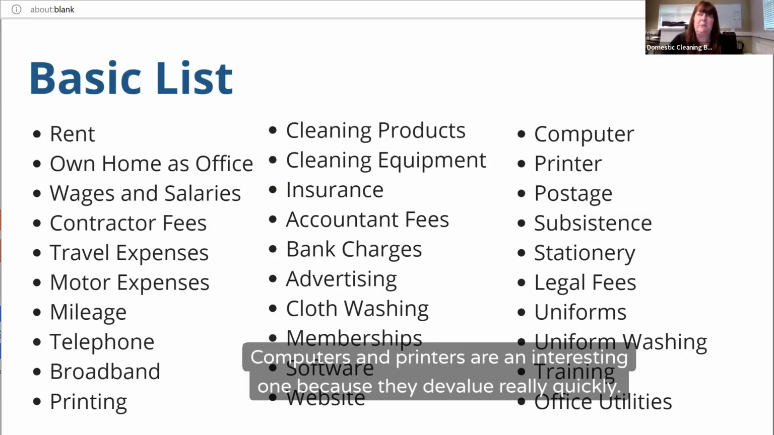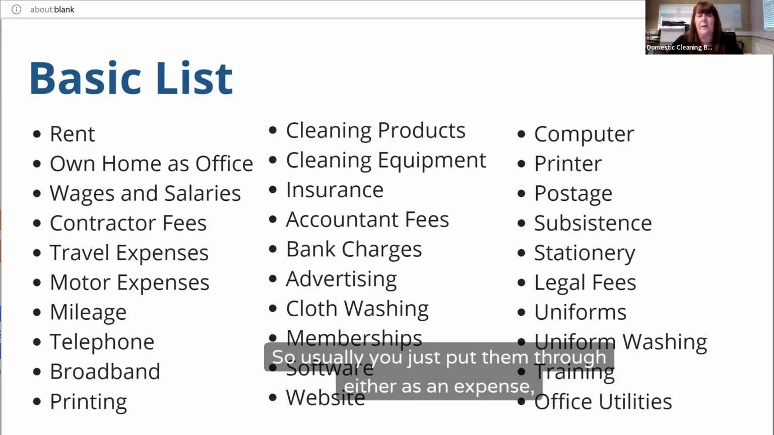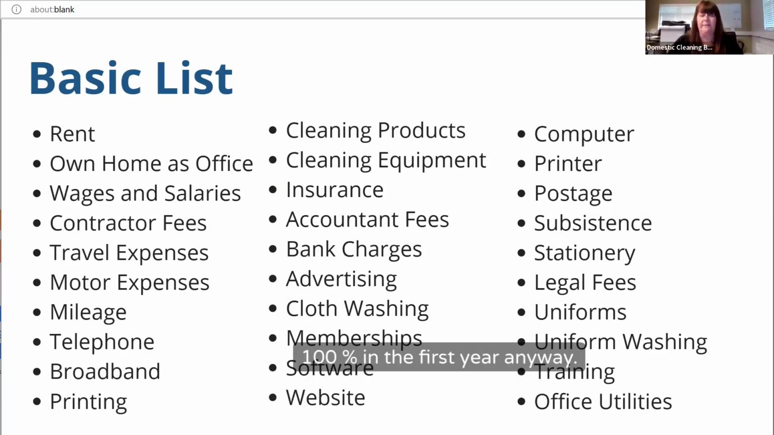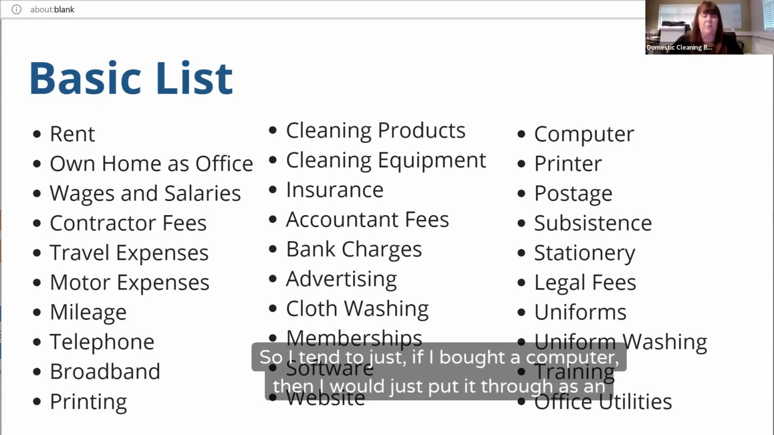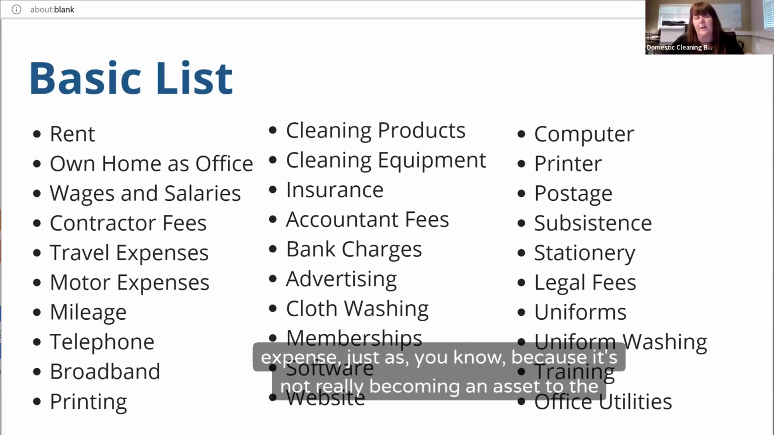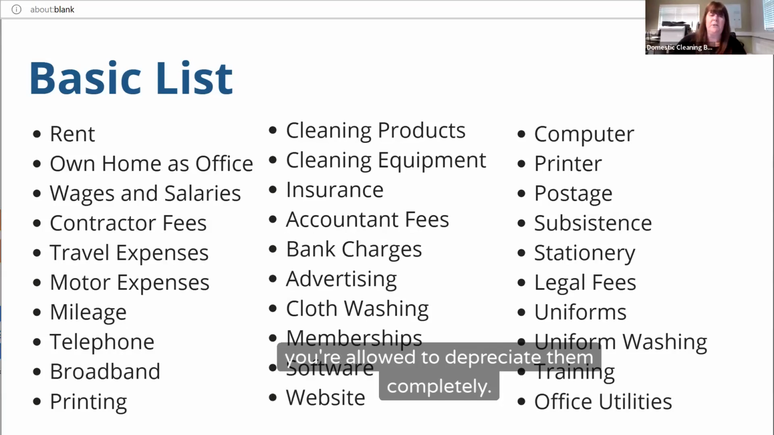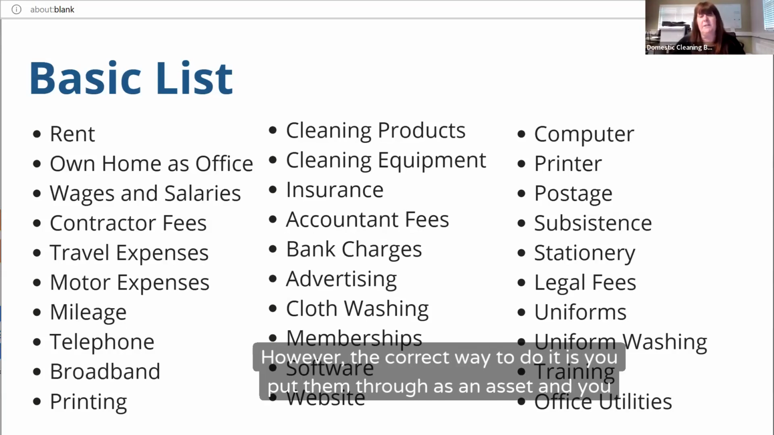Computers and printers are an interesting one because they devalue really quickly. So usually you just put them through either as an expense, or you can put them through as an asset, but what you do is you depreciate them by 100% in the first year anyway. So it kind of works out exactly the same. So I tend to just, if I bought a computer, then I would just put it through as an expense, because it's not really becoming an asset to the business, because they're not worth anything after a year anyway, which is why you're allowed to depreciate them completely. However, the correct way to do it is you put them through as an asset and you depreciate them.